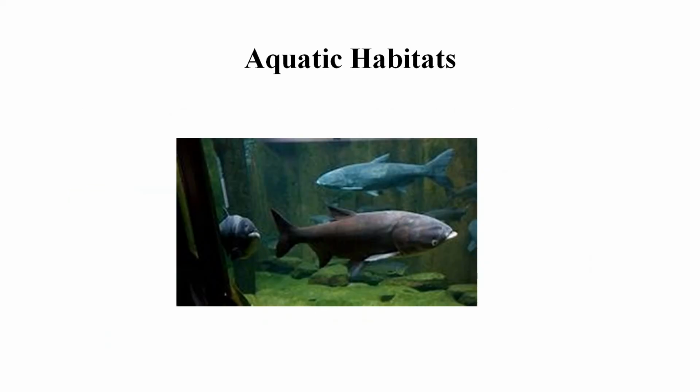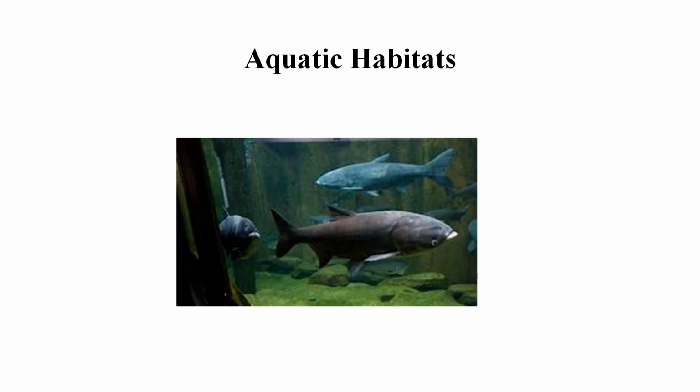Students, now let us study about aquatic habitats. Students, aquatic habitat includes rivers, ponds, oceans, seas, and lakes. Students, rivers, lakes, ponds, and streams form freshwater habitat, whereas seas and oceans are marine habitats. Students, different types of life forms flourish in these habitats.